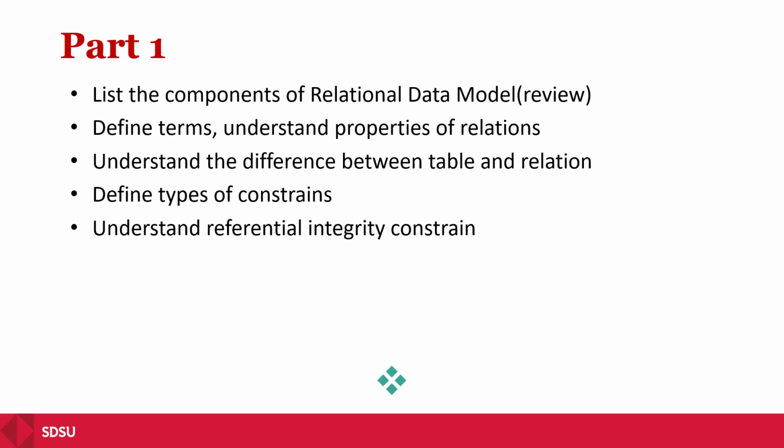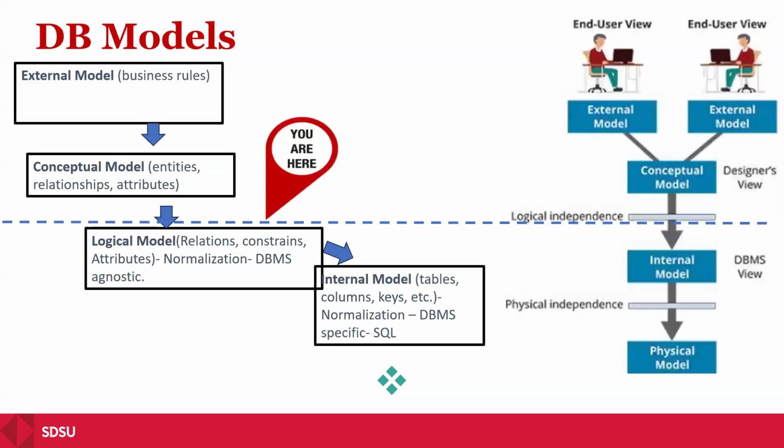Also, we'll talk about constraints, what type of constraints exist and what do they mean for our data model. And further down, we will talk about referential integrity constraint, which is the most important constraint within relational data model. Thanks to this constraint, we're able to join tables together, and subsequently retrieve data from multiple tables. All right, so let's start.